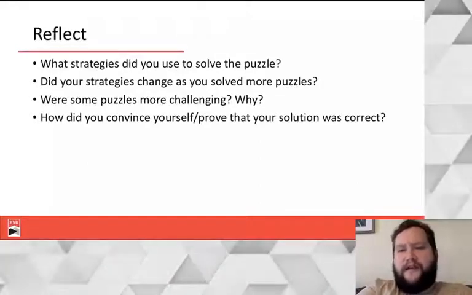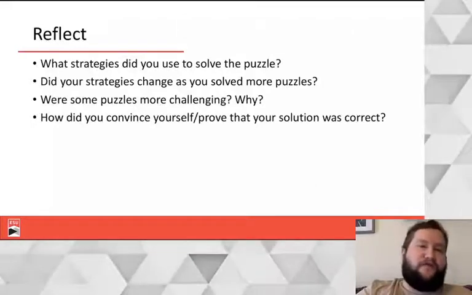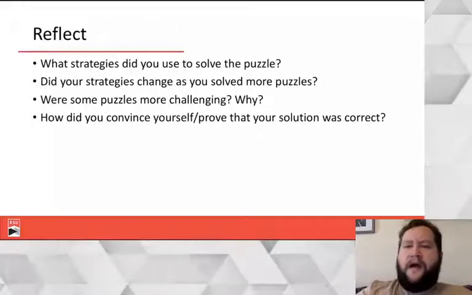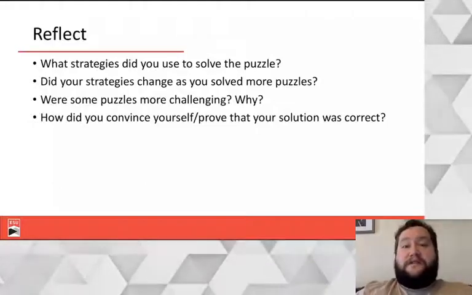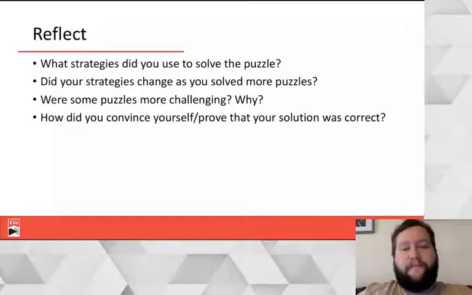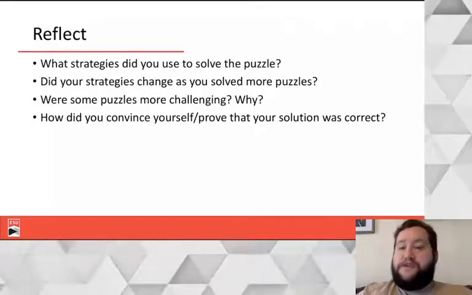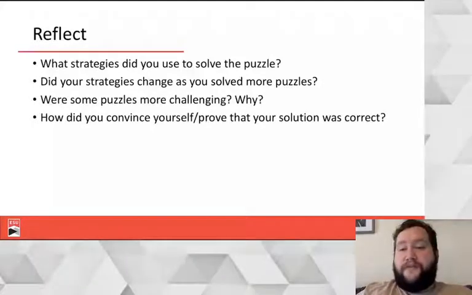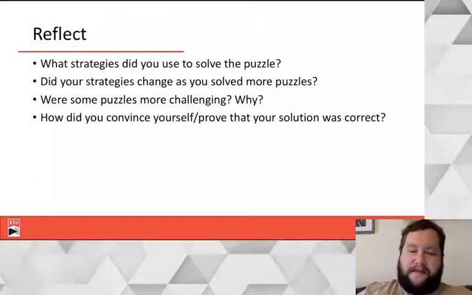Did you start to find a pattern or some sort of process that worked more often when you had to draw lines? Were some of them more challenging? And why? Were some of them, it just took longer to find an answer? Was it the ones with the triangle pieces, the half squares, that were more challenging? And then how did you convince yourself or prove that your solution was correct? Did you just count the shaded squares and put parts to wholes? Did you rather use columns? So think back on your work and think, how did you get to these answers?